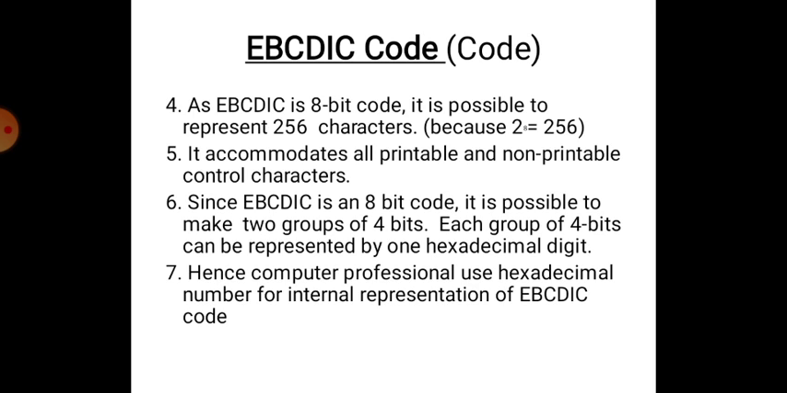Point number 5. It accommodates all printable and non-printable control characters. So all possible characters, which are readable and which are not, which control the machine, can also be represented. Point number 6. EBCDIC is an 8-bit code. It is possible to make two groups of 4 bits. So the 8-bit code is divided into 4 bits and 4 bits, that is, 2 groups of 4 bits.